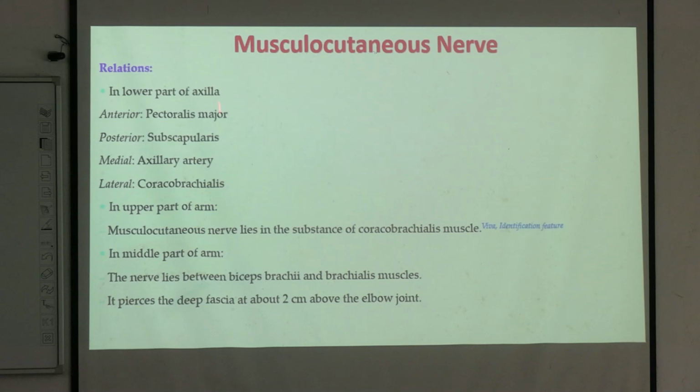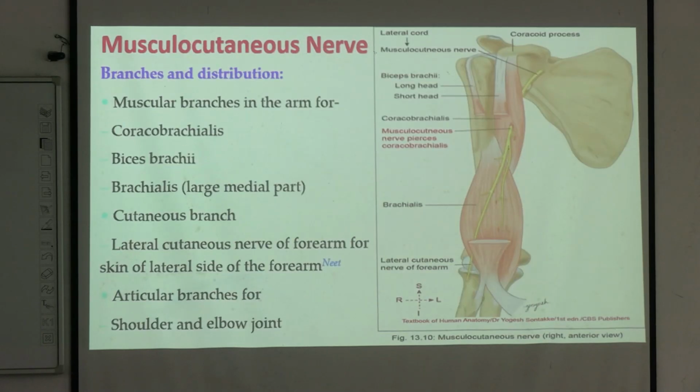These are the relations of the musculocutaneous nerve. In the lower part of the axilla: anteriorly pectoralis major, posteriorly subscapularis, medially axillary artery, laterally coracobrachialis. In the upper part of the arm, the nerve lies in the substance of the coracobrachialis muscle, and in the middle part it lies between biceps and brachialis and pierces the deep fascia about 2 cm above the elbow joint and continues downward as the lateral cutaneous nerve of the forearm.